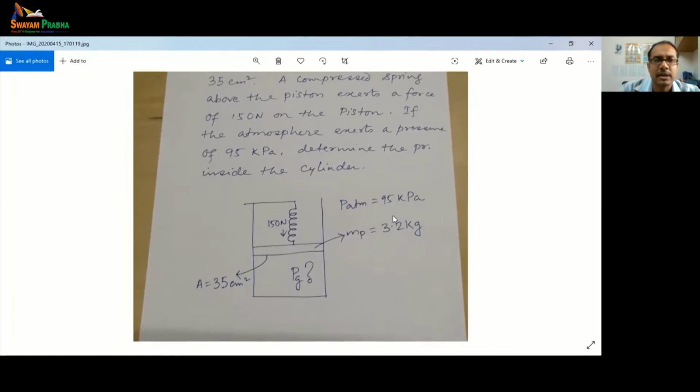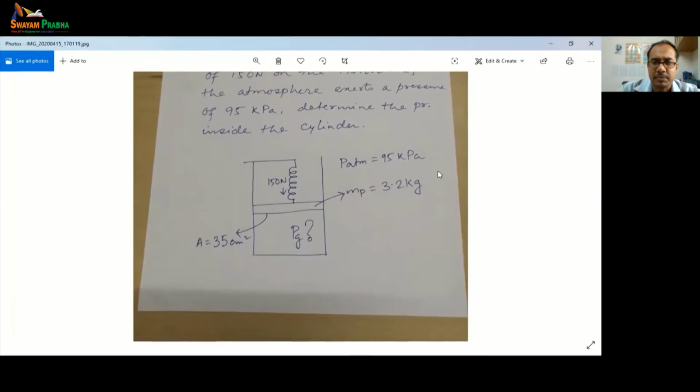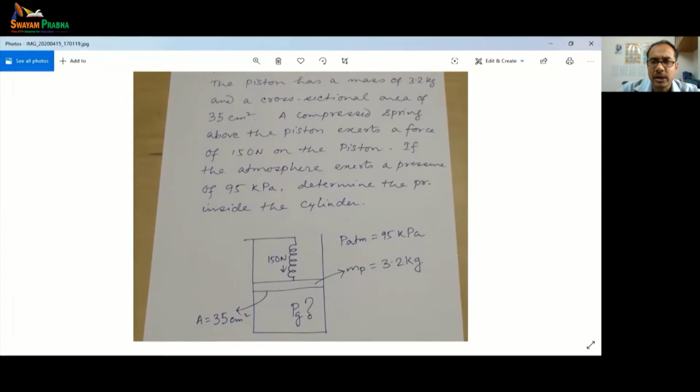It must be at a certain height or at some higher temperature. That's why it is less than 100 kPa. Whatever be the case, the atmospheric pressure is 95 kPa. Now we need to determine the pressure inside the cylinder. What is the gas pressure inside the cylinder? Okay, so this is the problem statement. Let's see how we can solve it.